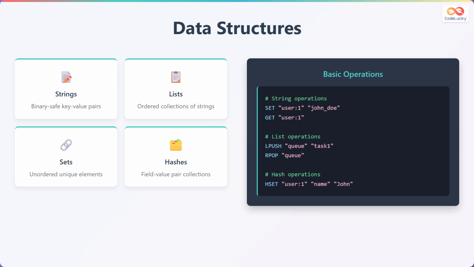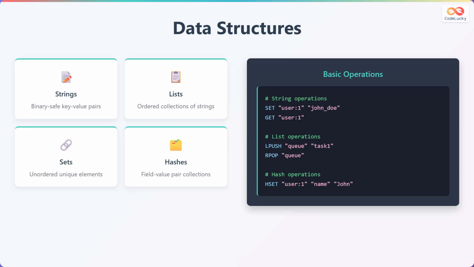Redis supports a variety of data structures. Strings are binary safe key-value pairs. Lists are ordered collections of strings. Sets store unordered unique elements. Hashes contain collections of field value pairs.